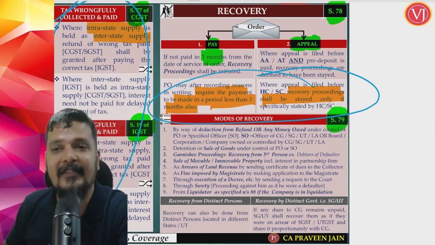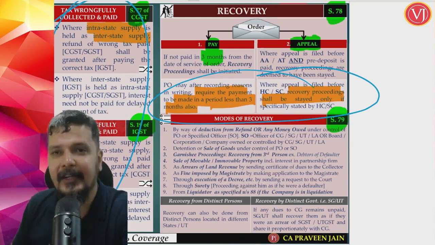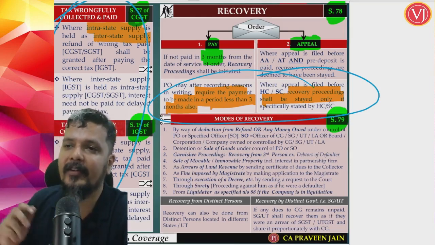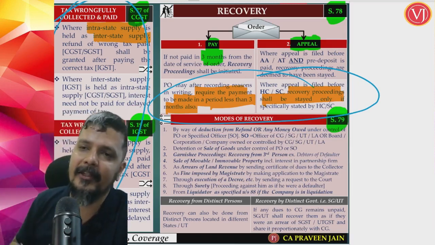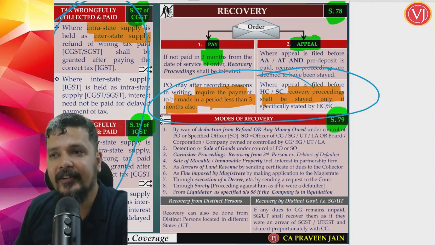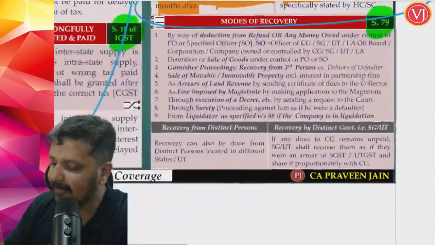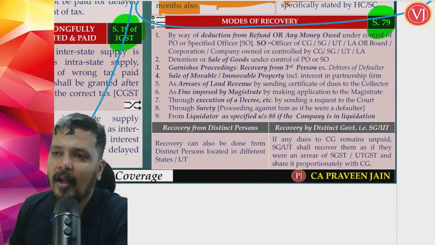At times, he may start recovery before the expiry of 3 months, but he has to take the permission of a higher officer and record the reason in writing. But if you don't pay, nor go for appeals within 3 months, direct recovery will start under section 79. Please understand what we mean by recovery. Recovery means attaching all your assets.